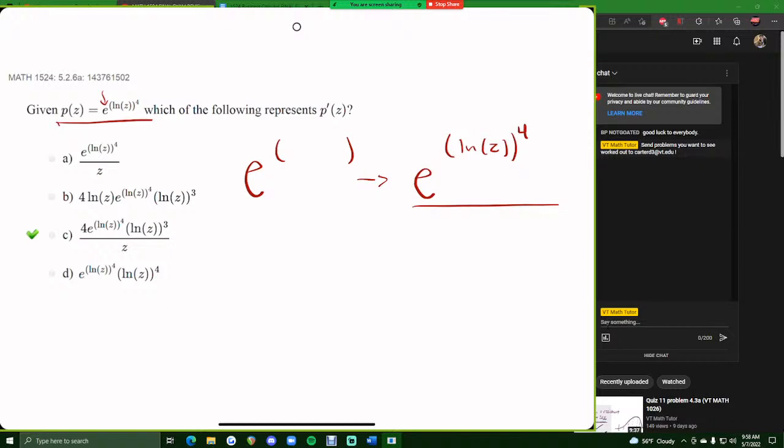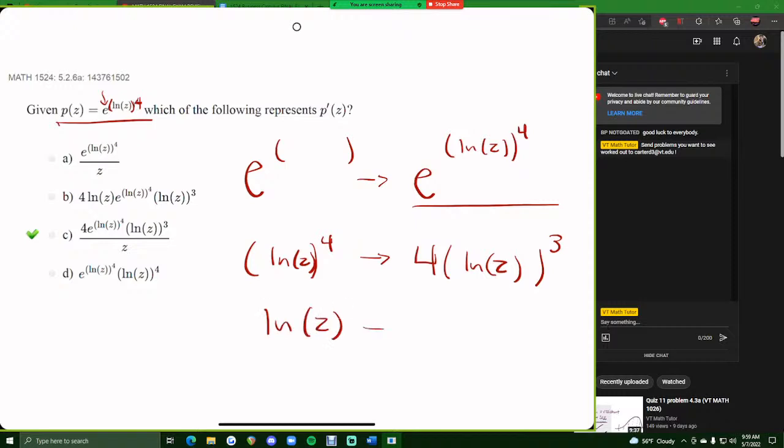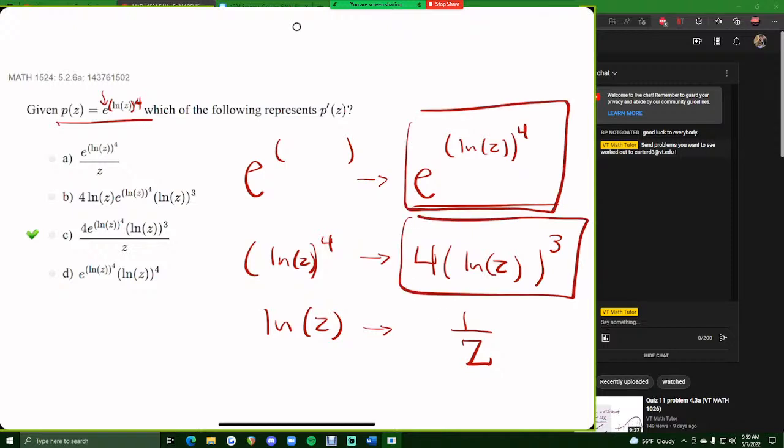Our next layer is the something raised to the 4th power. If you have something raised to the 4th, it's very similar to x to the 4th, where you would get 4 times that something to the 3rd power. So that something being raised to the 4th in this case is the ln of z. So ln of z remains unchanged as we take the derivative of its outside layer. And then the innermost layer is the ln of z itself. So then we find 1 over z. So then what we're looking for is the answer that has this, this, and this all multiplied together.